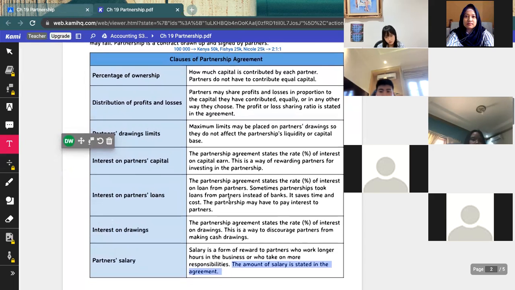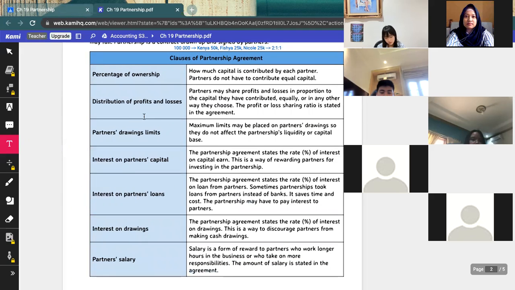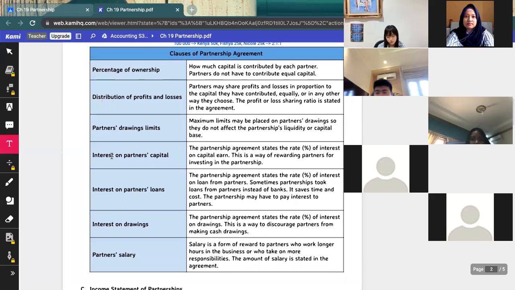Okay. So those are the clauses of the partnership agreement that you must understand, because this will always occur in the partnership agreement. Not all, but there are 4 that usually appear. Percentage of ownership, because that is important. Distribution of profits and losses. Almost every partnership agreement has these 2. And then interest on capital and interest on drawings. Those 4 are partnership clauses that I saw always appear in every case.